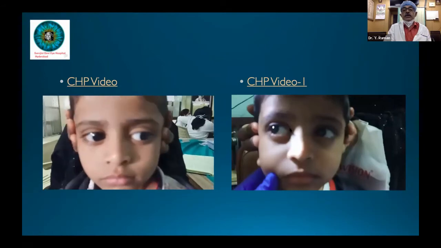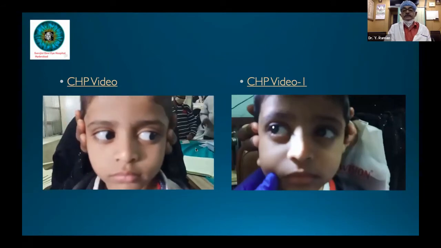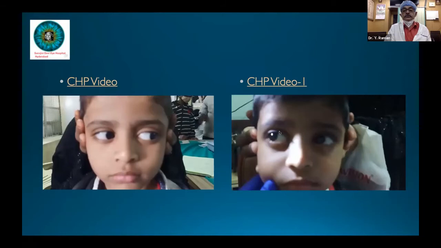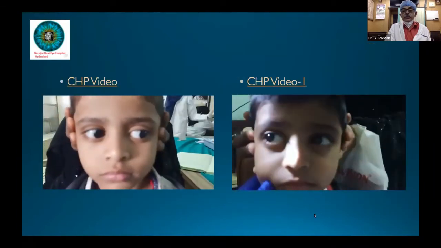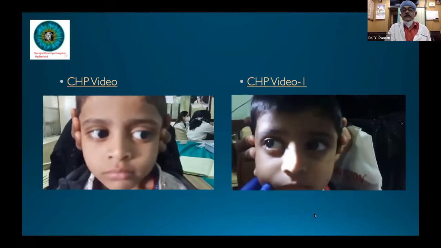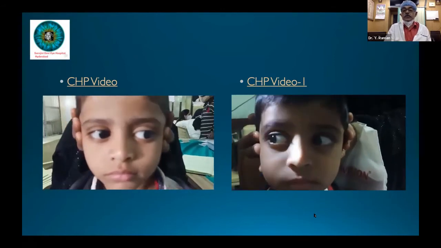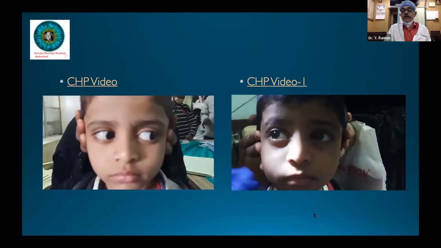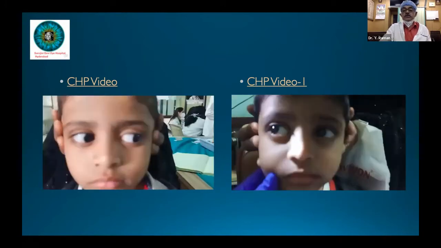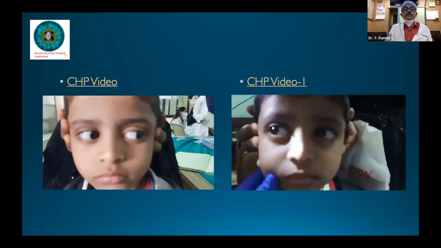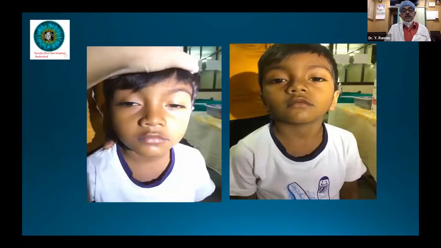And when he looks to the left, the nystagmus is increasing. Whereas when he looks to the right, the diplopia is decreased or totally absent. That is the null zone. To come into the null zone, he is trying to take that CHP. And this child has bilateral ptosis with ocular movement restriction. And to get a better visual acuity, he is putting his chin up.